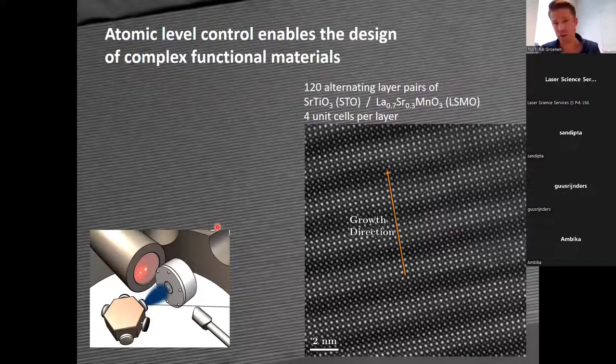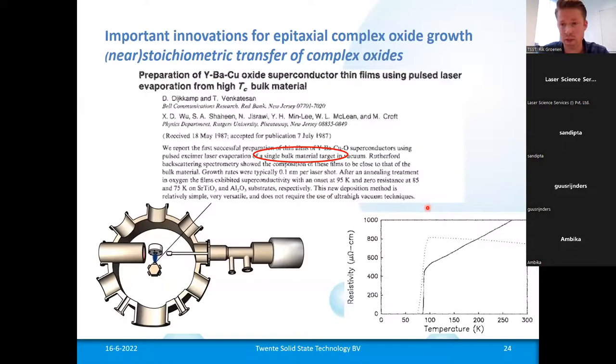So this is a nice showcase of what PLD is capable of. What you can see here is a transmission electron microscopy image of 120 alternating layers of strontium titanate and lanthanum strontium manganite. This is a zoom in, and the experiment was growing four monolayers of one material, switching targets, and growing four monolayers of the other one. This really showed you could maintain this control over 120 alternating layers. It shows the potential and the possibilities with PLD, having this control on atomic level.